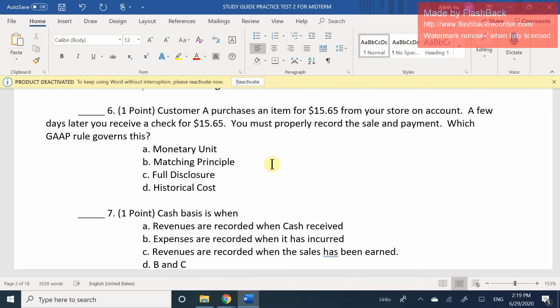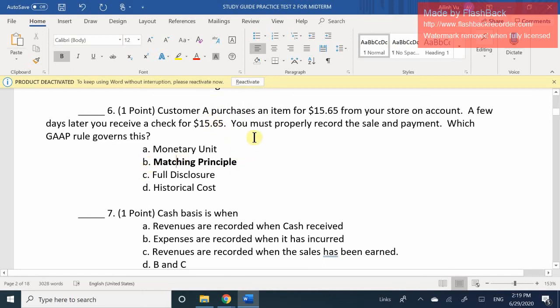Okay, you said C. Anybody else? It is matching principle, because you're matching your revenues with the money that you receive, which is your accounts receivable. So matching principle is your correct answer. You're matching your revenues with your asset, right? You receive the same amount. That's matching principle right there.